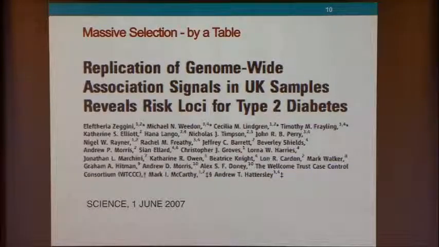Let me give you an example of a massive selection, and this time it's done not by the abstract, but by the table. This is a very important study of application of genome-wide association signals in UK samples that do analysis for type 2 diabetes. The connection between type 2 diabetes and a scan of the genome.